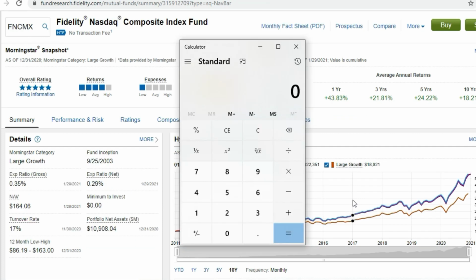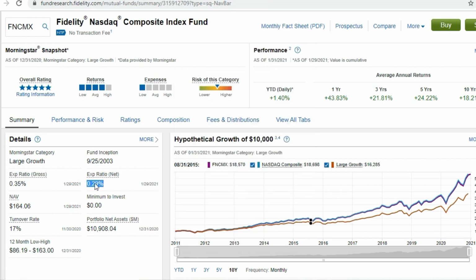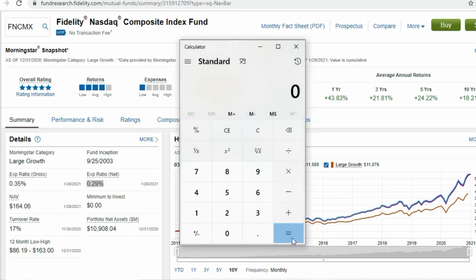The Fidelity Nasdaq Composite Index Fund has a higher expense ratio. The net expense ratio is 0.29%, as you can see right here. And so that changes how much is charged on an annual basis. If we take that same $50,000 and multiply it by 0.29%, that means the fee is actually $145. So $7.50 for the two index funds, and then for the Nasdaq Composite, $145.